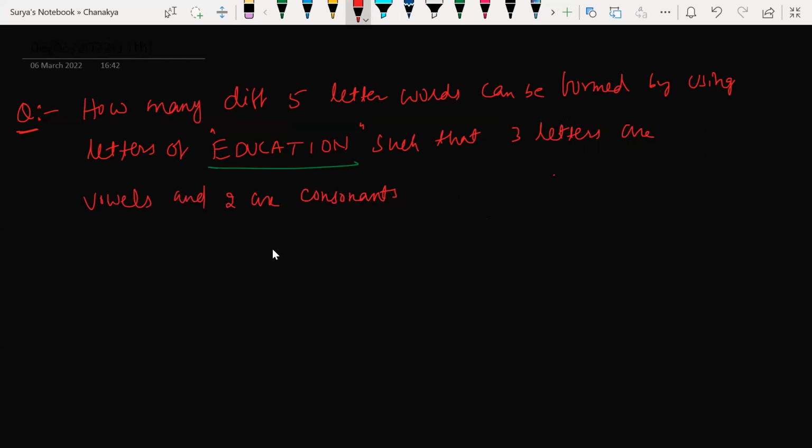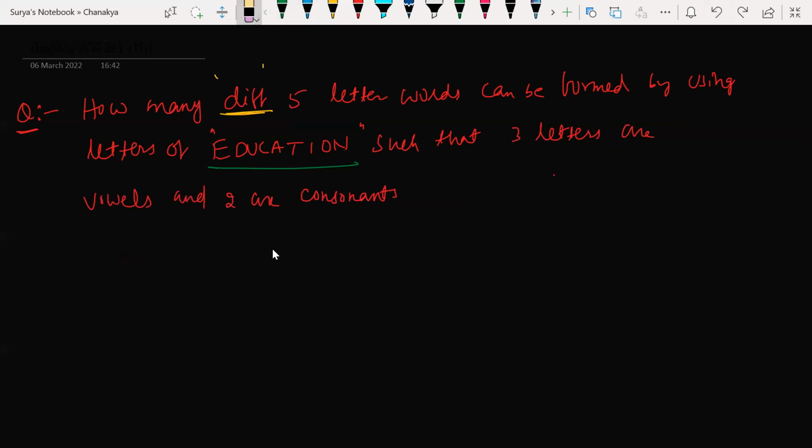Here in brackets you write, what is the meaning of this? How many different letters? Different is nothing but repetition is not allowed. And can be formed by using letters of education such that three letters are vowels and two are consonants. He has not given that the vowels must come first and then the consonants. There is no such condition given here. So first consonants can come, then vowels can come. Or first vowels can come, then consonants can come. Anyone can come.